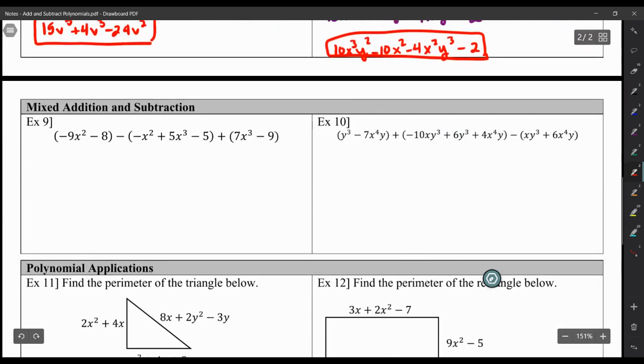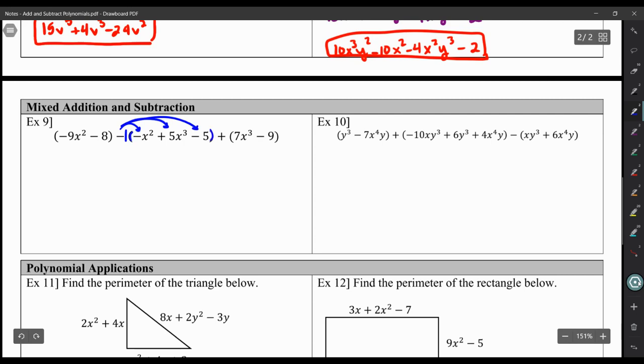So 9 and 10 are some examples that mix together addition and subtraction all in one problem. And so we're going to basically, if there's a negative in the front, distribute out a negative. If there's a positive, distribute out a positive 1. We're going to mix together addition and subtraction. So we have one polynomial subtracted by another added to a third. So the negative here will be distributed to this very middle polynomial, and that's it. That's why these parentheses exist.